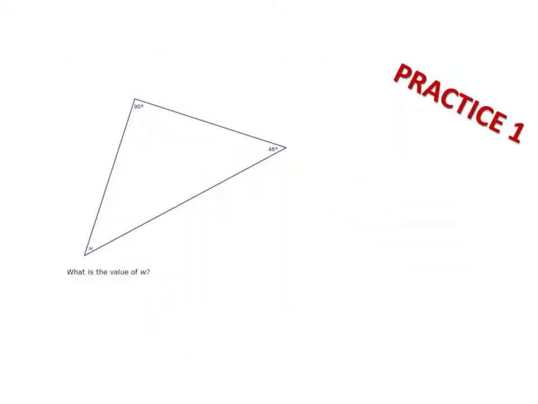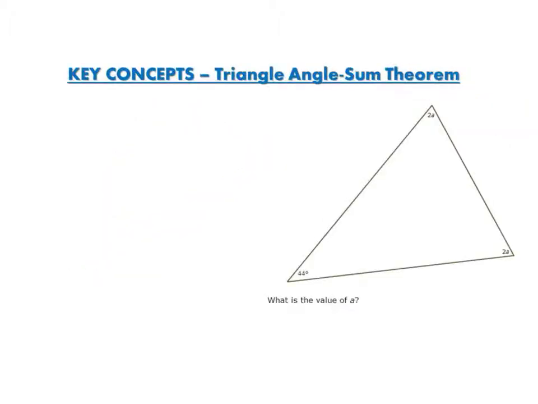Here's practice 1. You are to find the value of W. Another kind of triangle might give you a variable. In this triangle, we have the variable A. We have 44 degrees plus 2A plus another 2A, and that equals 180. So to do this, we can write an equation. 2A plus 2A is 4A, plus 44 equals 180.